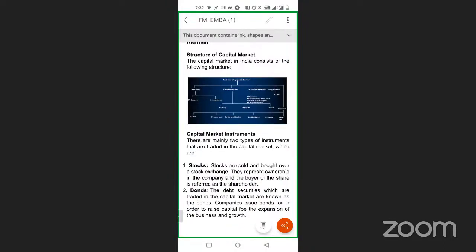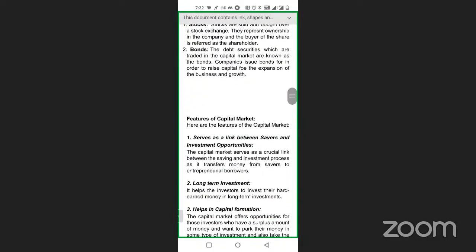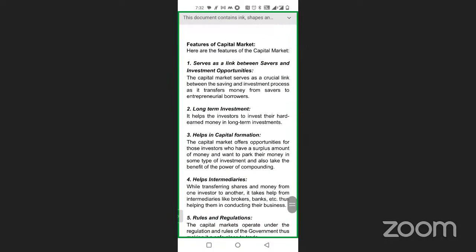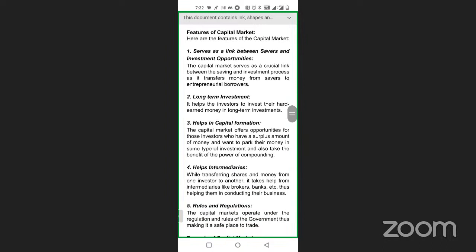Okay. So while we're talking about different instruments, there are 3 different instruments. We will not talk about that right now. We'll talk about the various features of the capital market. The first feature of the capital market is that it serves as the link between the saver and investment opportunities.